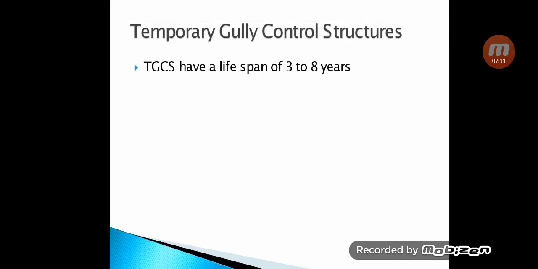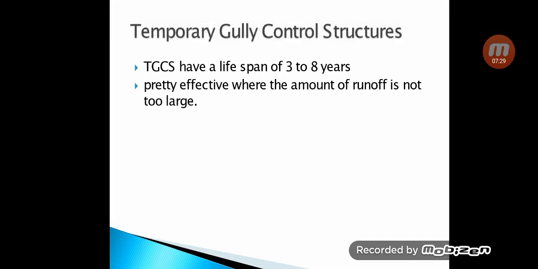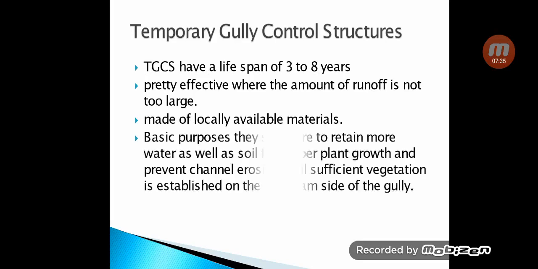First we will see what the temporary gully control structures are. As the name suggests, they are temporary. These are built for a very short lifespan of 3 to 8 years. They are pretty effective where the amount of runoff is not very high. They are made of locally available materials that are readily available in the surroundings.